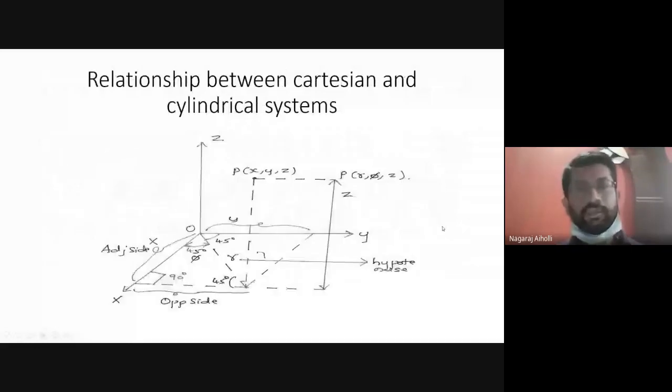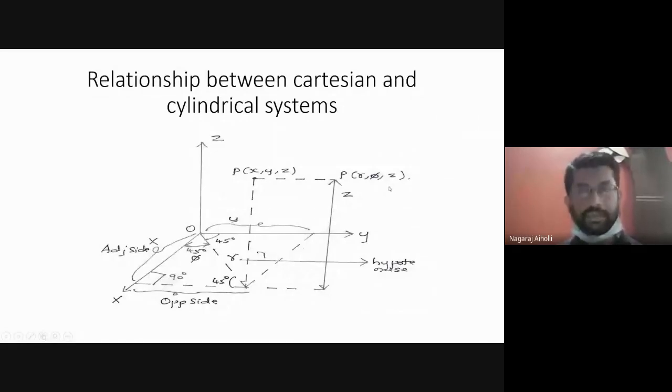Next, we will move on to the relationship between Cartesian and cylindrical systems. How do we find the relationship between Cartesian and cylindrical systems? Consider a point P of x comma y comma z in the Cartesian system, and also consider a point P of r comma phi comma z in the cylindrical system. So this is our point x, y, and z. We are just considering two points.